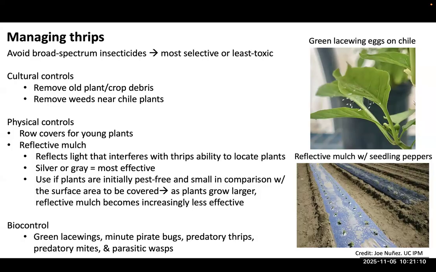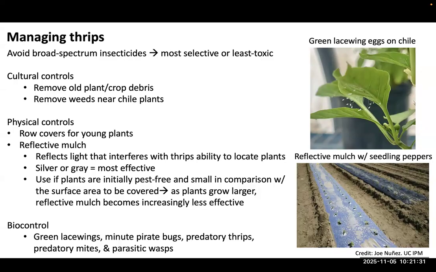Because they visually find them, so it kind of interferes. Silver or gray have been found to be most effective. So it's like this shiny, artificial mulch. It's best used for plants that are initially pest-free, that do not have thrips, and the plants are small in comparison with the surface area.